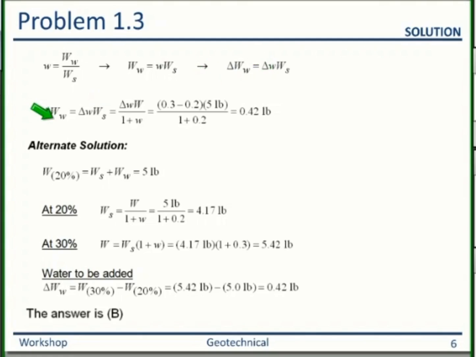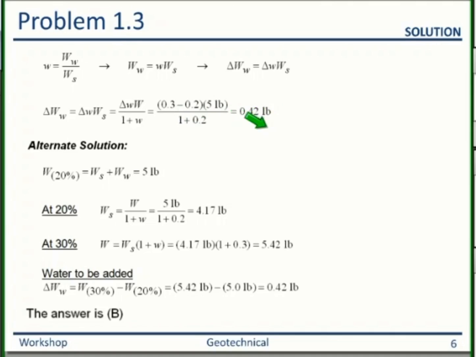So in this case, the water that needs to be added to increase the moisture content from 20% to 30% is given by this equation, right? From 20% to 30%, when the total weight was 5 pound, at that time the moisture content was 20%. So if you work it out, you will get 0.42 pound.